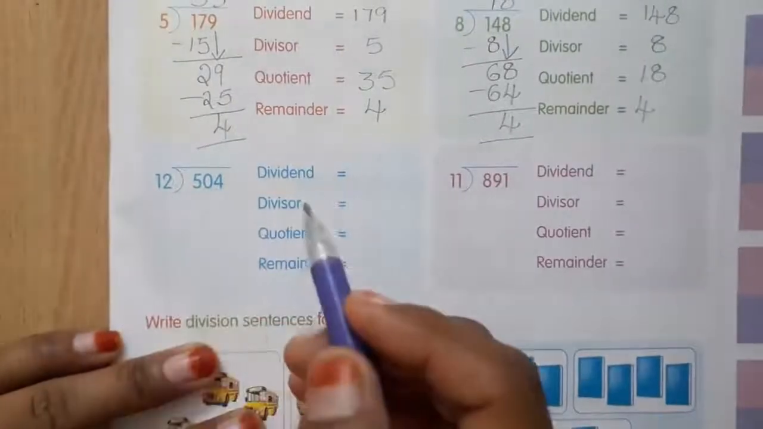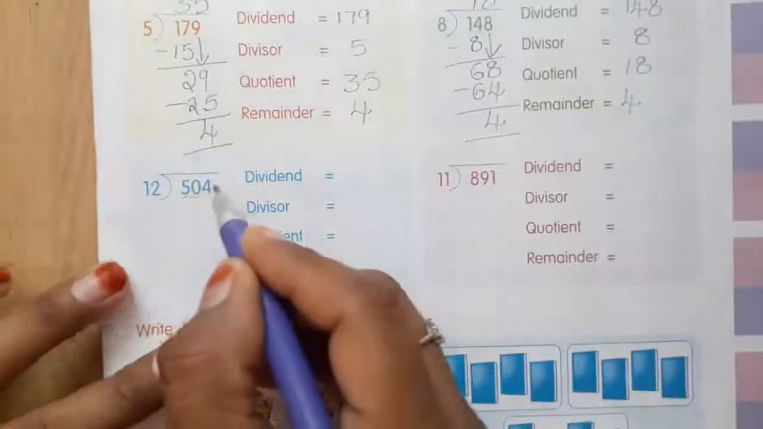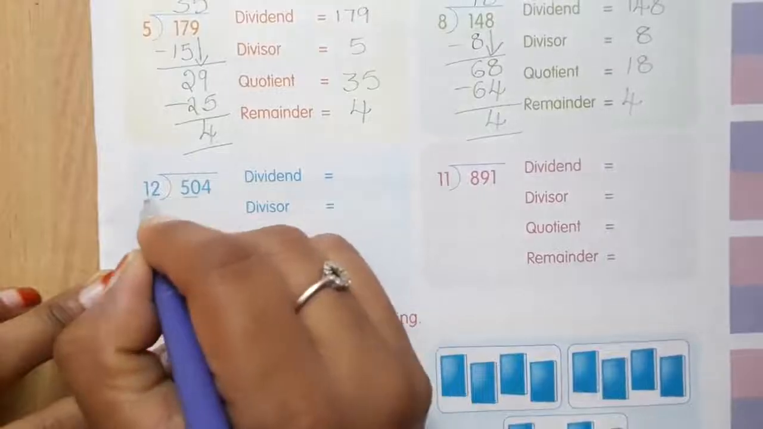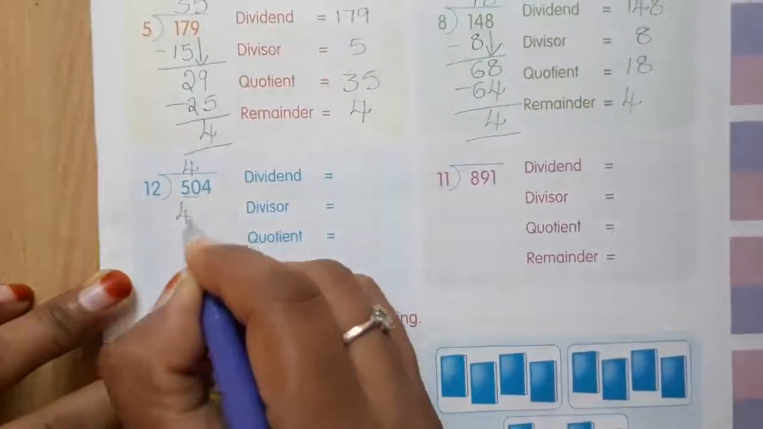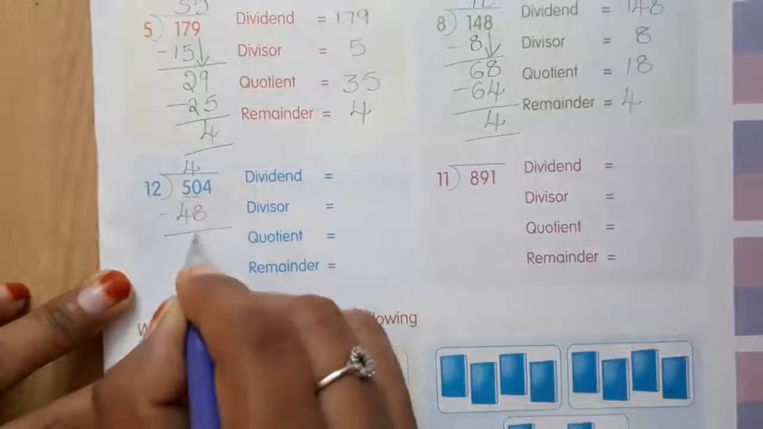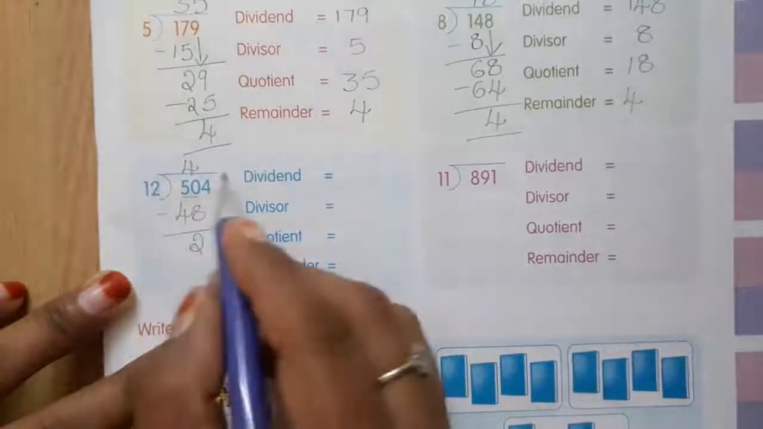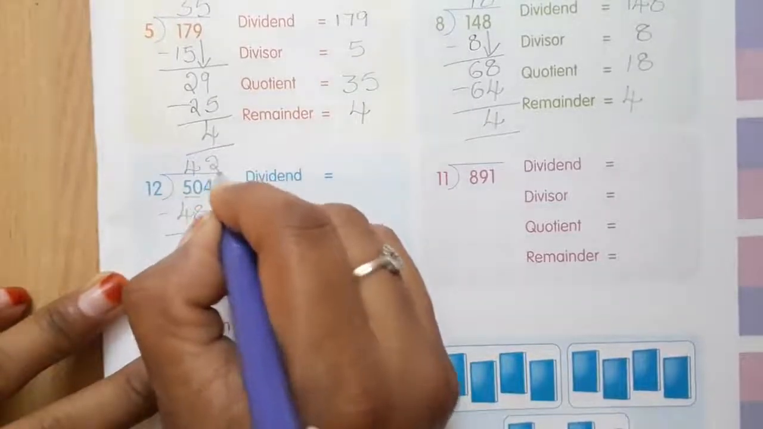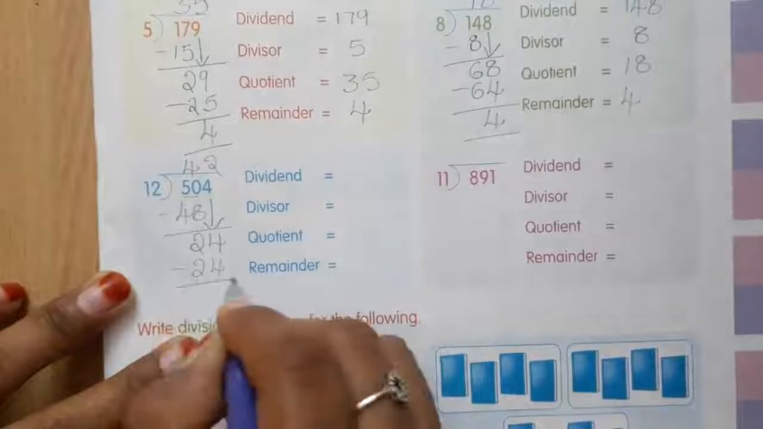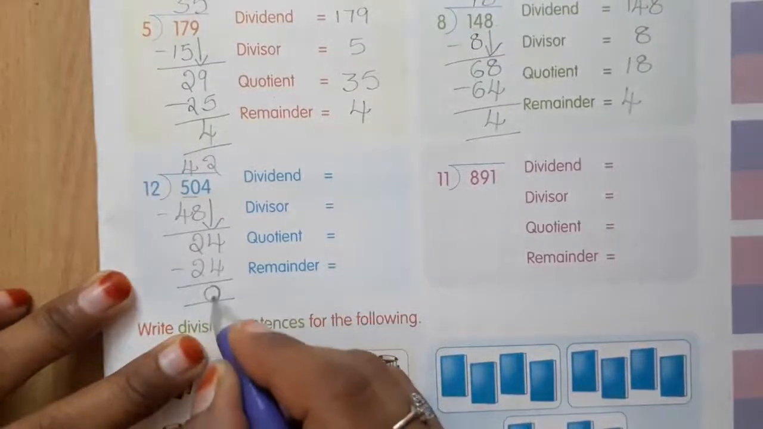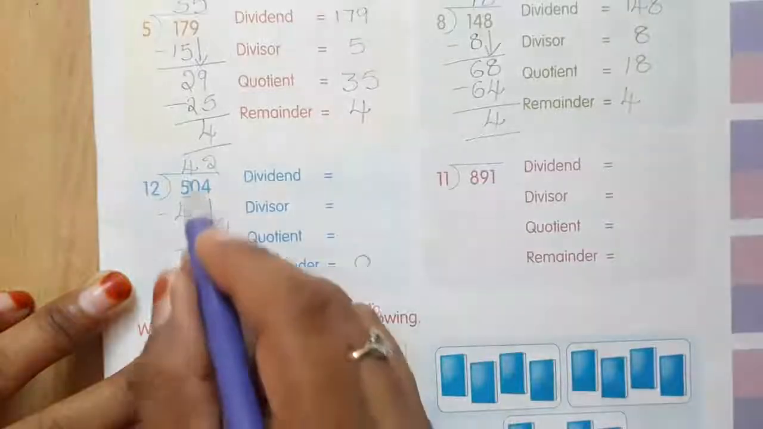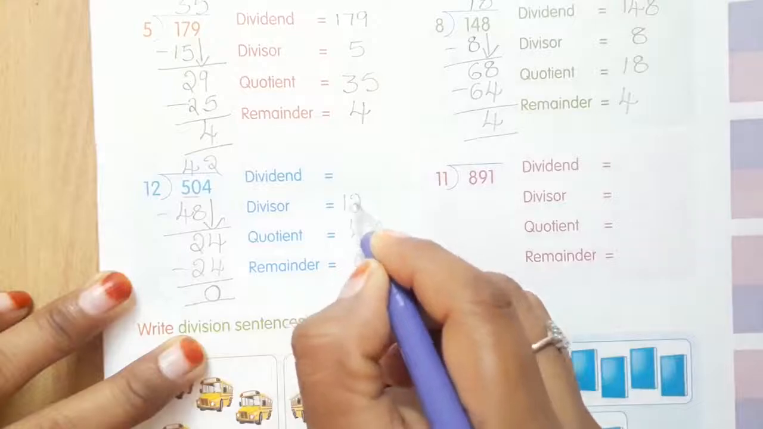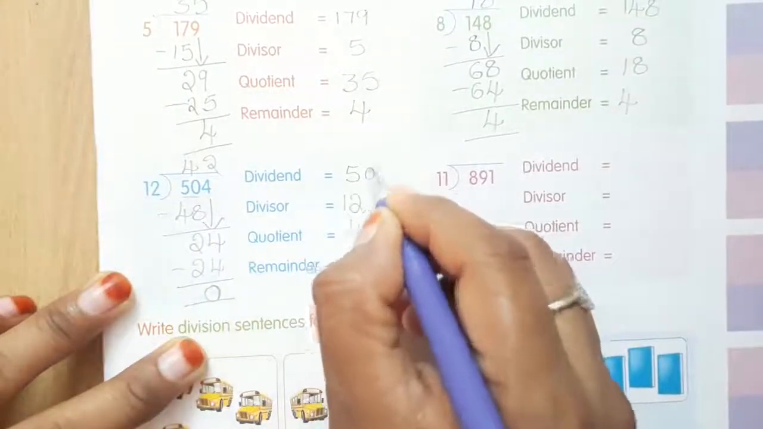504 divided by 12. Take the 2 digit number 50. In the 12 table, it is not exactly divisible. Then the nearest number is 48. 12 fours are 48. 50 minus 48, 2. 2 divided by 12 not possible. So write down 4. 24. 12 twos are 24. 24 minus 24, 0. Here 0 is the remainder. 42 is the quotient. 12 is the divisor. 504 is the dividend.